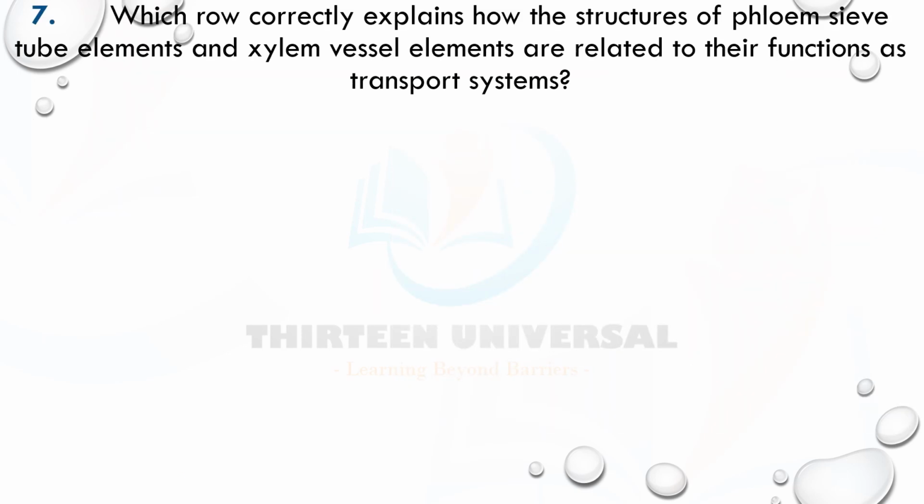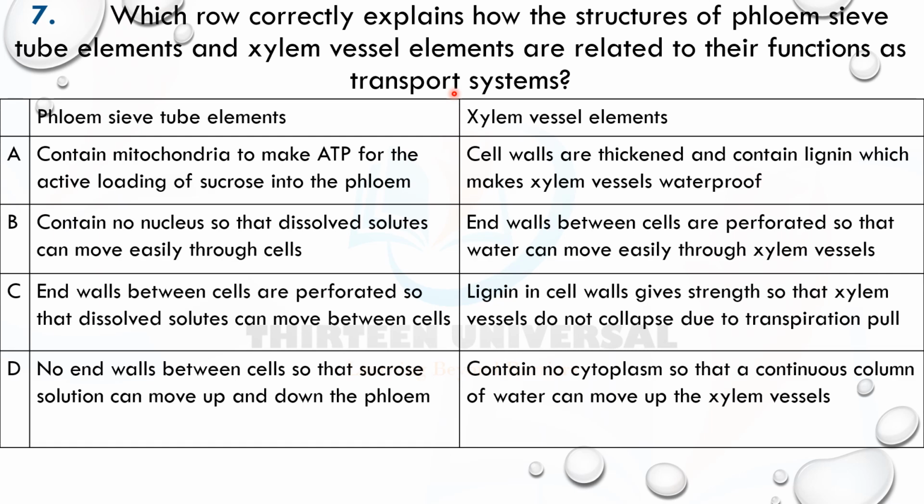Which row correctly explains how the structures of phloem sieve tube element and xylem vessel element are related to their functions as transport systems? So they are used as transport systems. Let's check this. Now A says phloem sieve tube elements contain mitochondria.